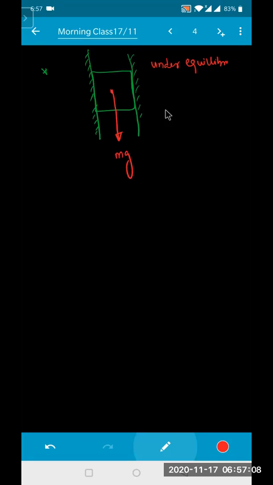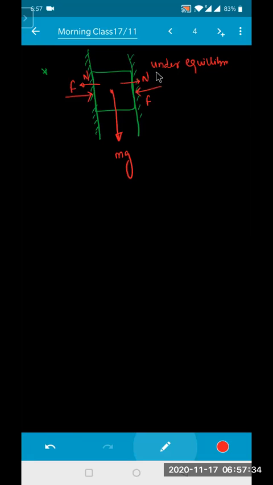Weight of the body is mg in the downward direction. This wall is exerting a force on this side, and this wall is exerting a force on the other. Same walls, so same forces. Now, which side shall we take the normal? The wall is exerting the force on this block, and the block will exert the normal in the opposite direction. So the normal will be in two sides.